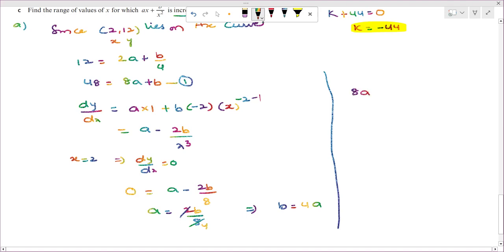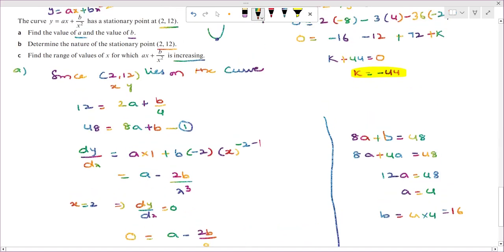So 8a plus b is equal to 48. Now, a is 8a as it is written, b is equal to 4a. Which is equal to 48. So 12a is equal to 48. a will be 4. If a is 4, then the b value will be 4 times 4, which is 16. b is 4a only. Okay. Now, what they are asking, a and b, we found it.